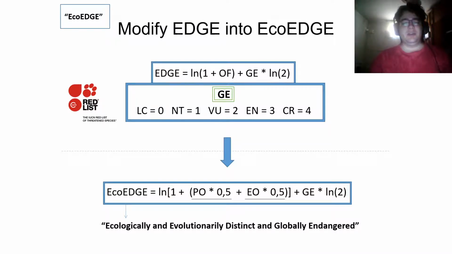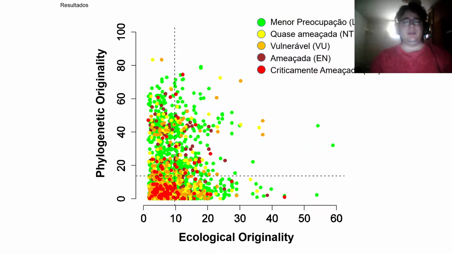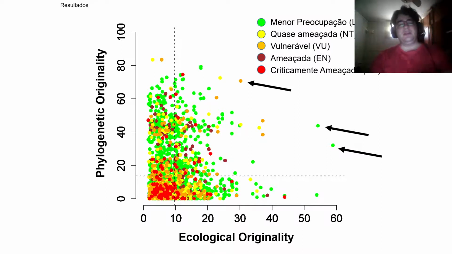So half of the importance of the index was to phylogenetic originality and half to ecological originality. And to test if that makes sense, we used the mammals of the world. Then calculating the ecological originality and phylogenetic originality, we got that, and we can see that there are species that are highly original in terms of ecological and phylogenetic perspective, and there is for example that orange species that is a vulnerable species that has a high ecological originality value and phylogenetic originality value. So it could be an eco-edge species.